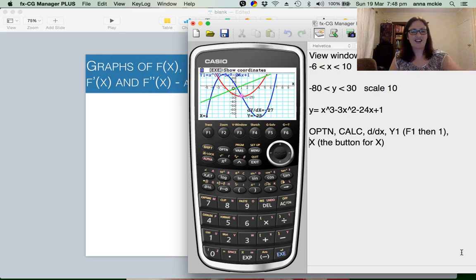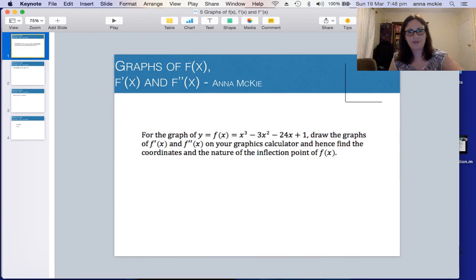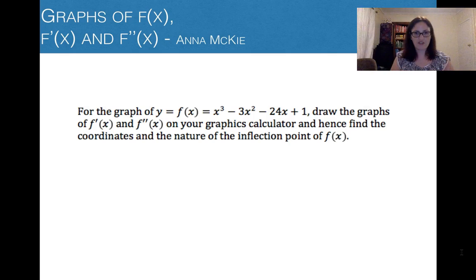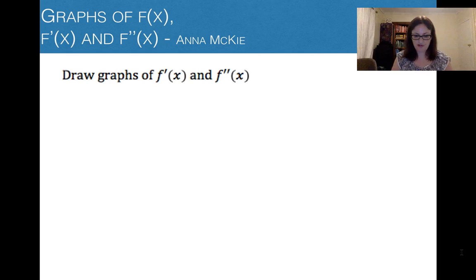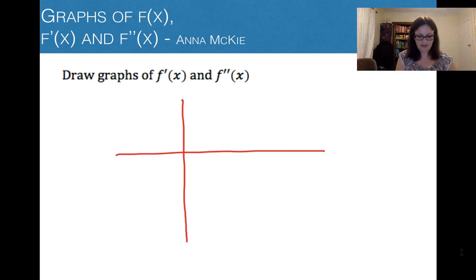Going back to my other slides now. So here we are, just syncing up. So the answer to that question would be 1, negative 25. Moving on. I want you to draw the graphs of the derivative and the second derivative for the function looking like this. Obviously using a ruler would be ideal. Just for time, I'm just going to speed this up a little.